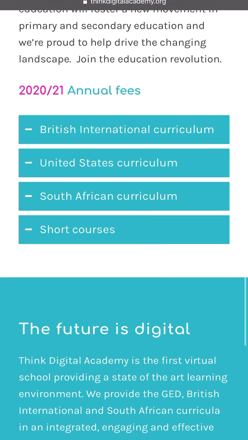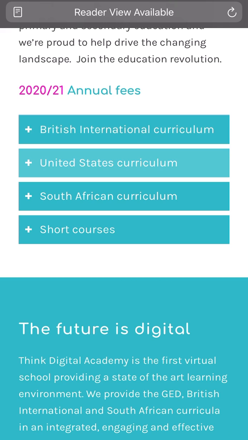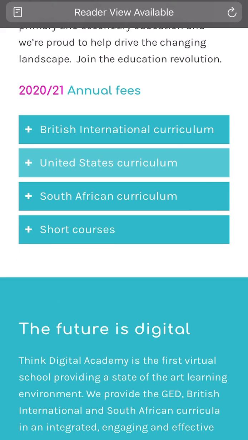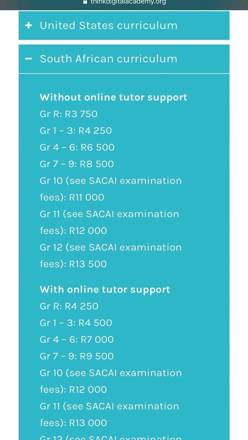All right, so I'm going to scroll down a bit here. You can see they now offer 3 different curriculums. So you can click on each tab. There's the British International. I'll close that tab. Now they even have added the United States curriculum, which is fantastic for expat children or people who are traveling. And the third one, which I think most people will go for in South Africa, is obviously the South African CAPS curriculum. So this is annual fees over here.